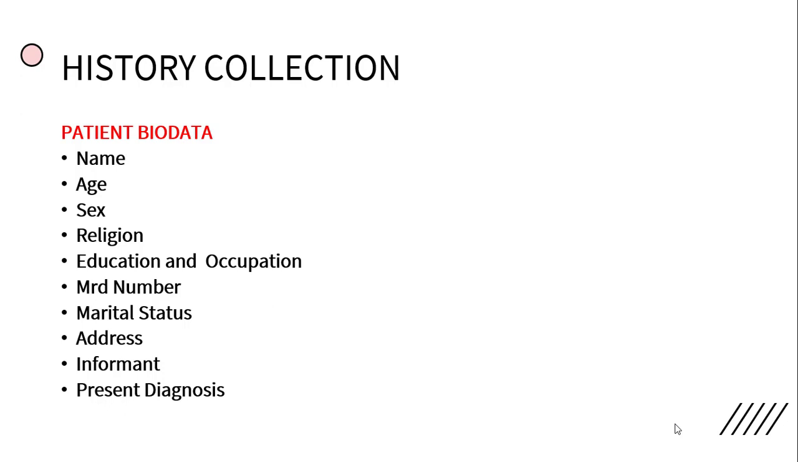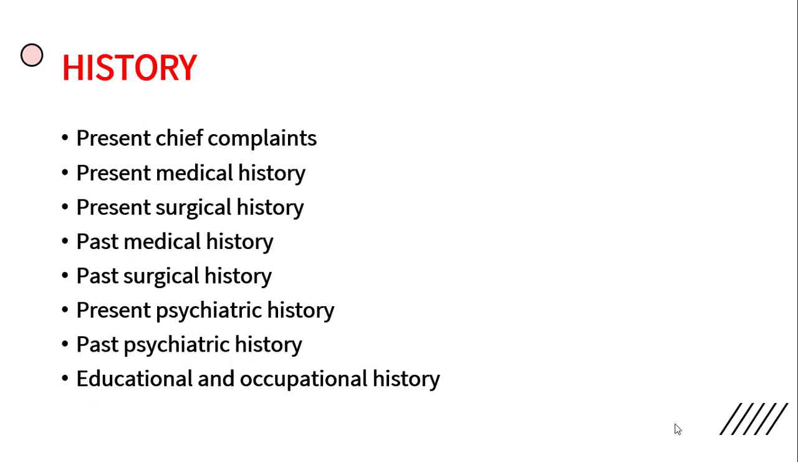Then present diagnosis, that means what is the present disease condition of the patient, that you have to write in present diagnosis. After that, you have to write history. Under history, the first heading is present chief complaints. Present chief complaint means you have to list out all the complaints of the patient. That information you can get from the case sheet, from the patient, or from the informant.